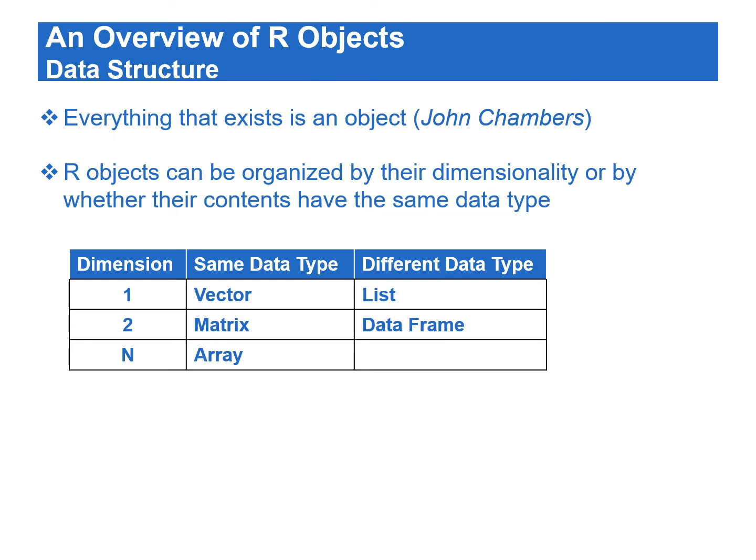For example, vectors, matrices, and arrays can only contain one type of data, such as numeric, character, or logical. On the other hand, lists or data frames can store data with different data types. To distinguish data by their dimension, vectors and lists are both one-dimensional. Matrices and data frames have two dimensions. And lastly, an array can have more than two dimensions.